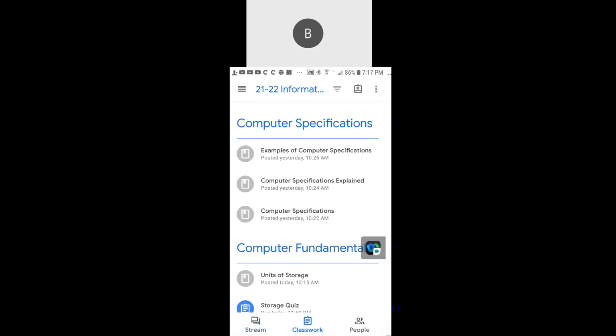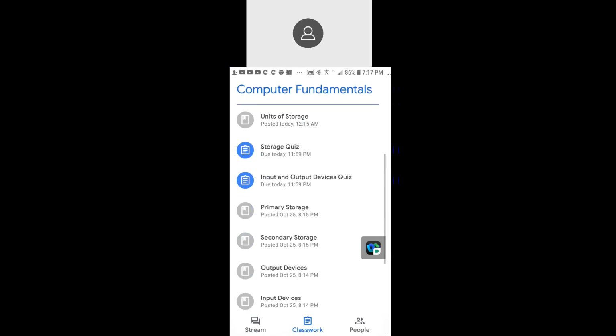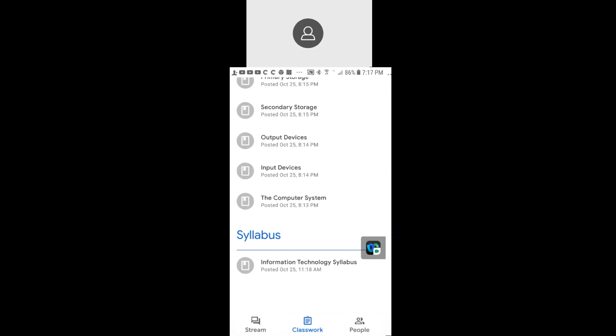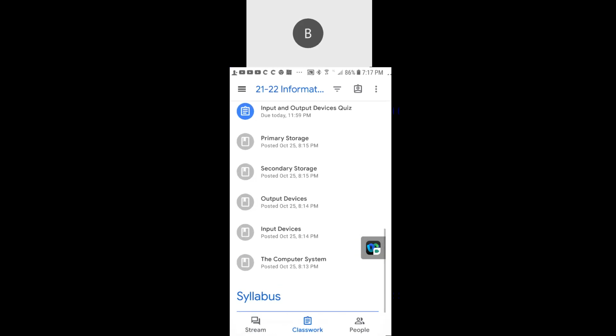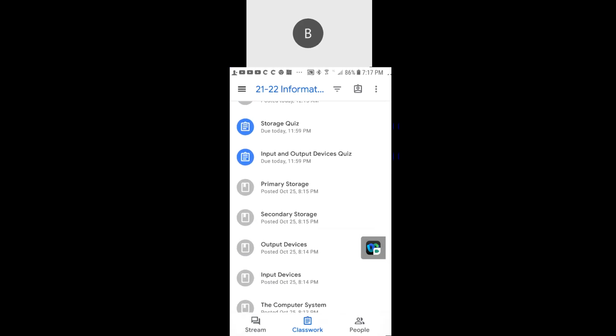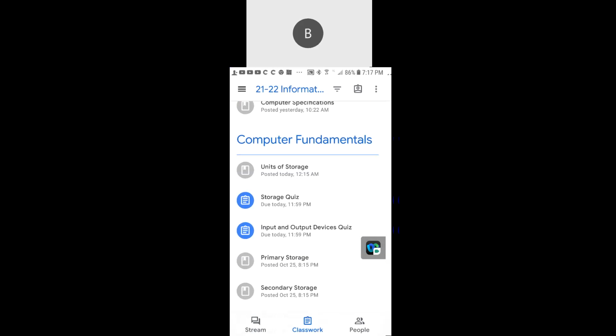So everything about the course is there. That's where you'd go each day. If you scroll down, you see the storage quiz and the input and output device quiz. The syllabus, input, output device, the computer system, secondary storage, primary storage. And there's the quiz right there: input and output device quiz and storage quiz.